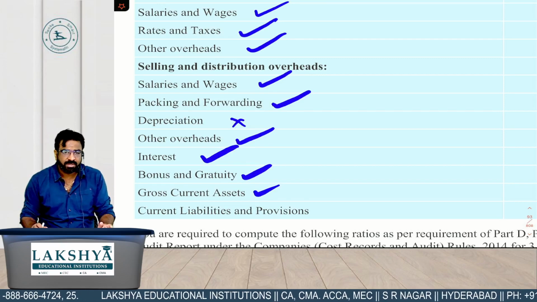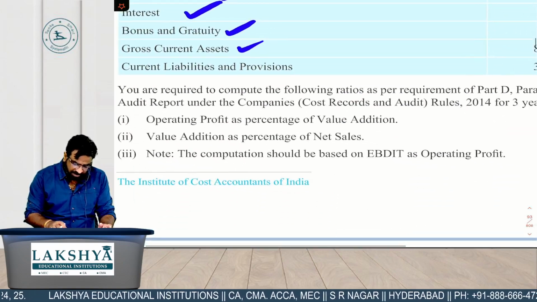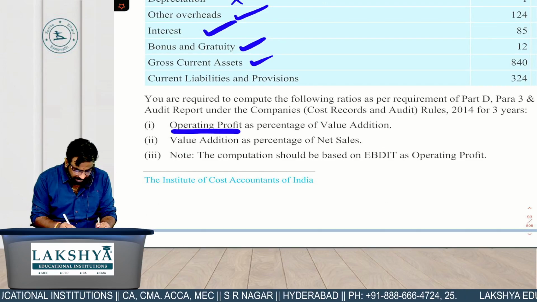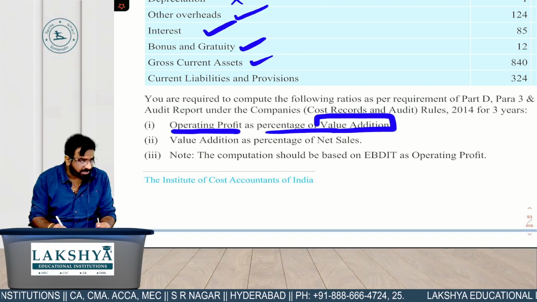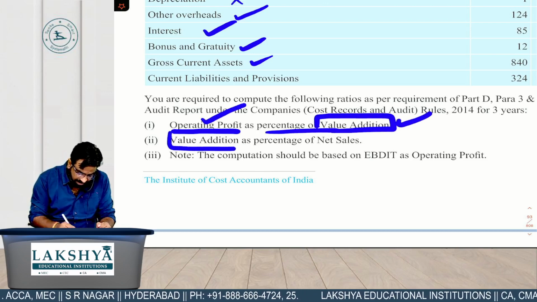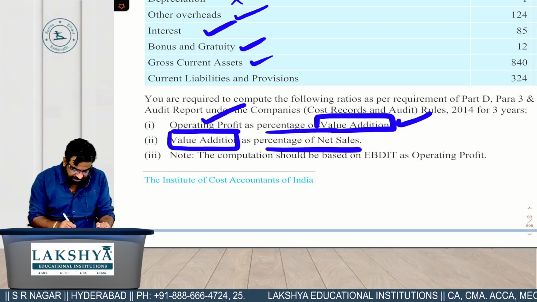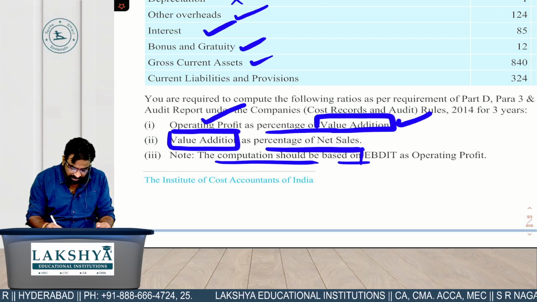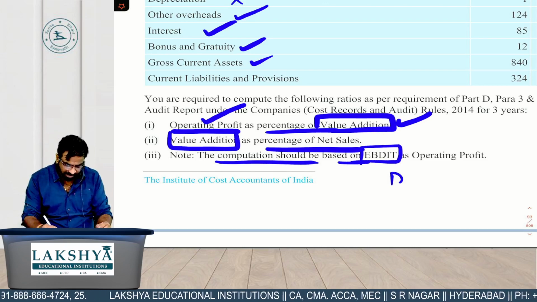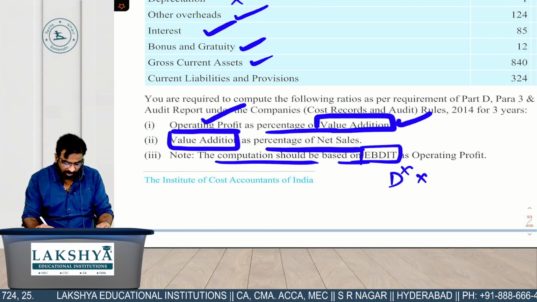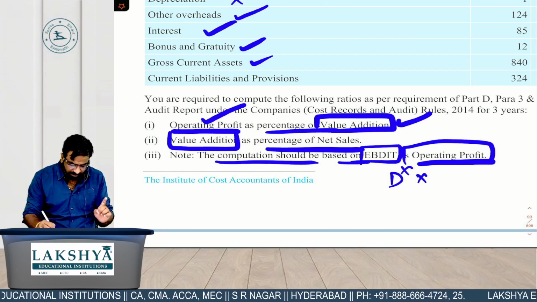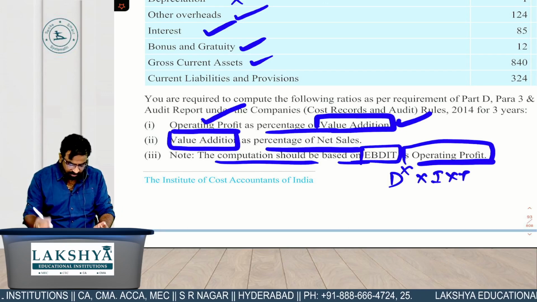Which profits? So what do we have to calculate in the question? We have to calculate percentages. Percentage number 1, operating profit as a percentage of value addition. It means we have to calculate both operating profit as well as value addition. Then value addition as a percentage of net sales, and note the computation should be based on EBDIT, earnings before depreciation, interest and tax. So we will not consider depreciation, nor interest, nor taxes.